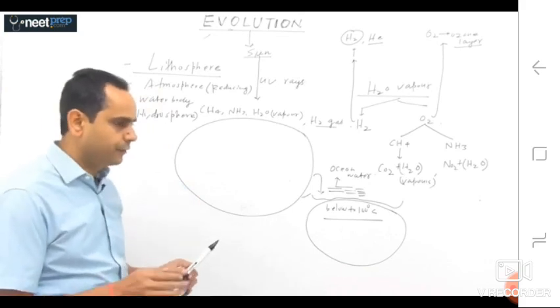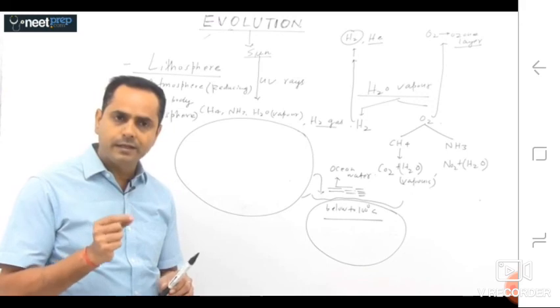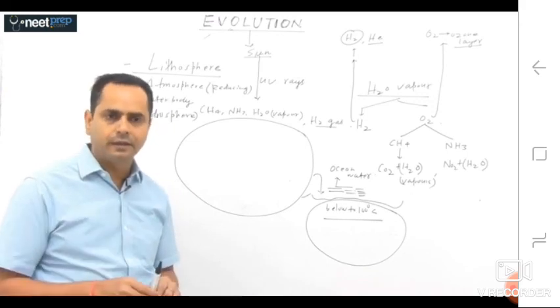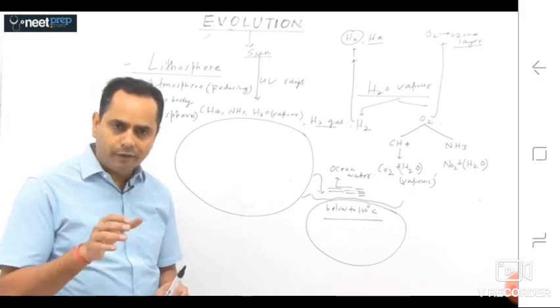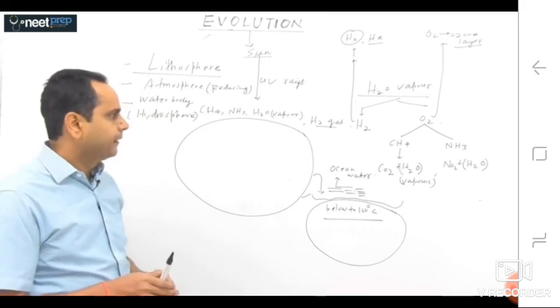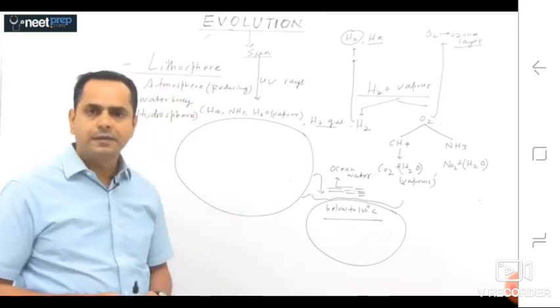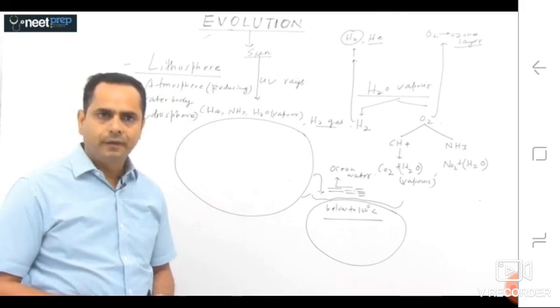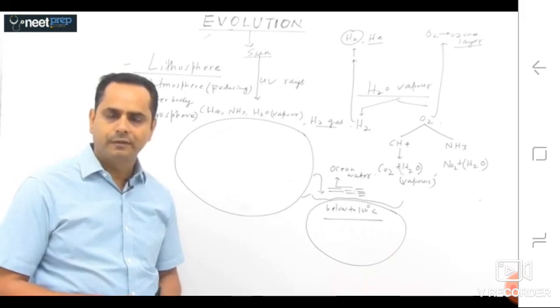But it is for sure that the possibility of life on Earth happened only when the water body formed, when water formed on our Earth's surface. Without a water body, we cannot think about the existence of life.